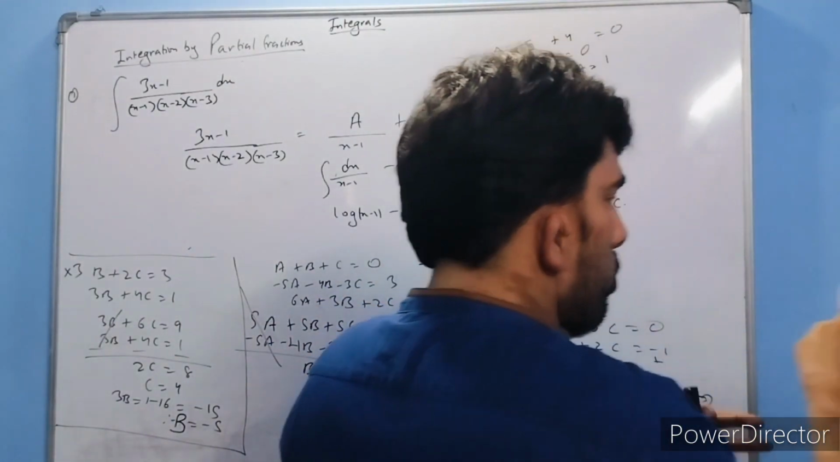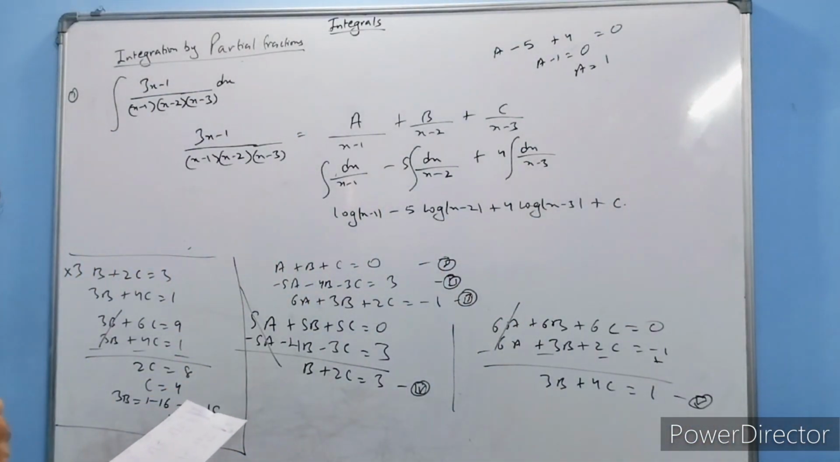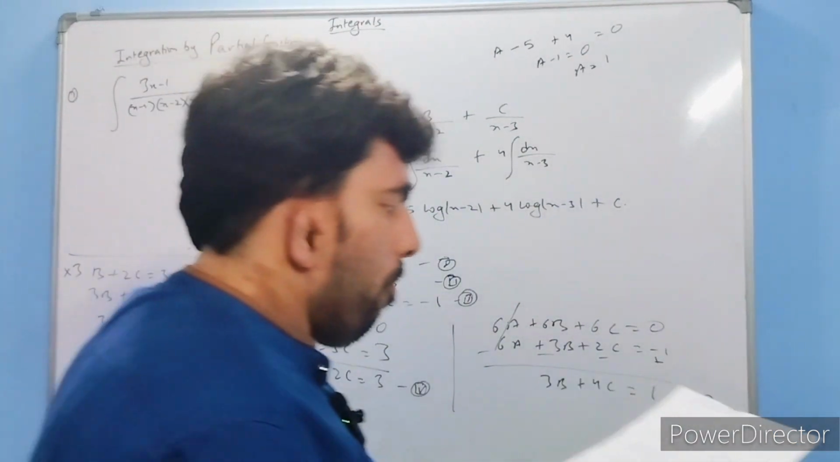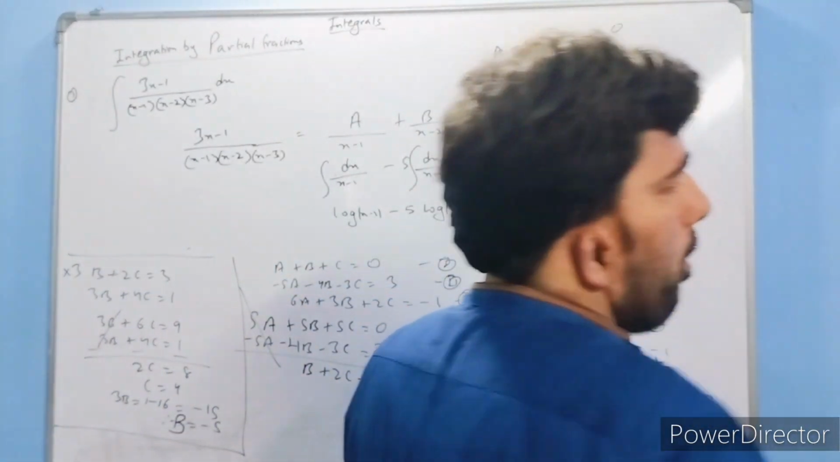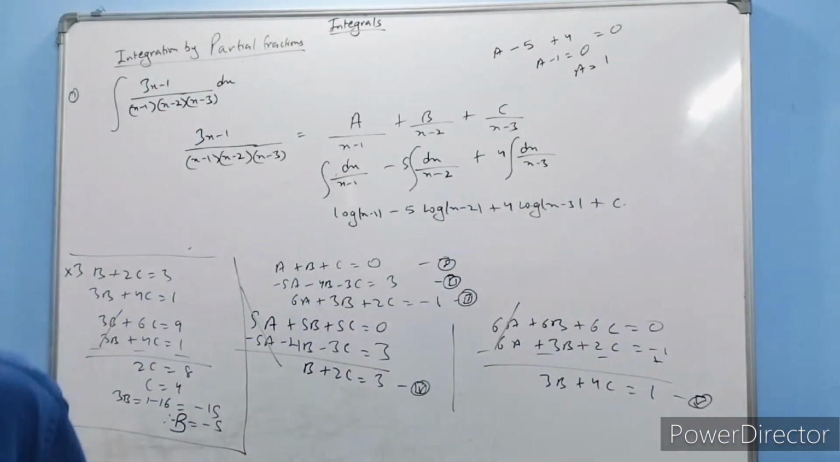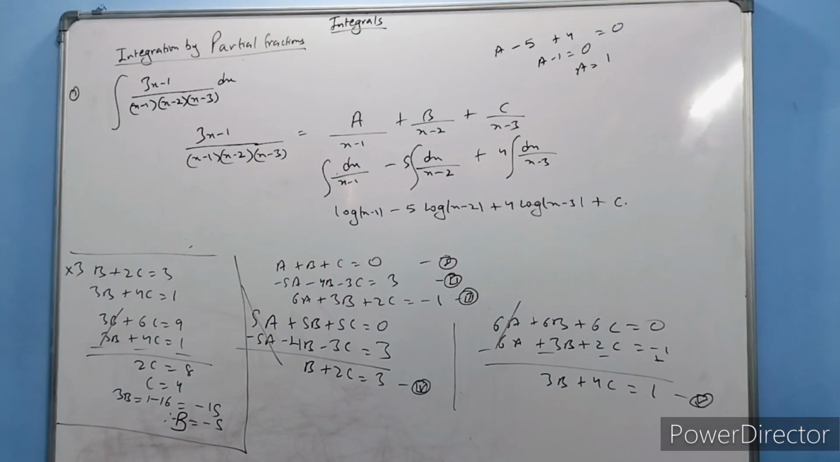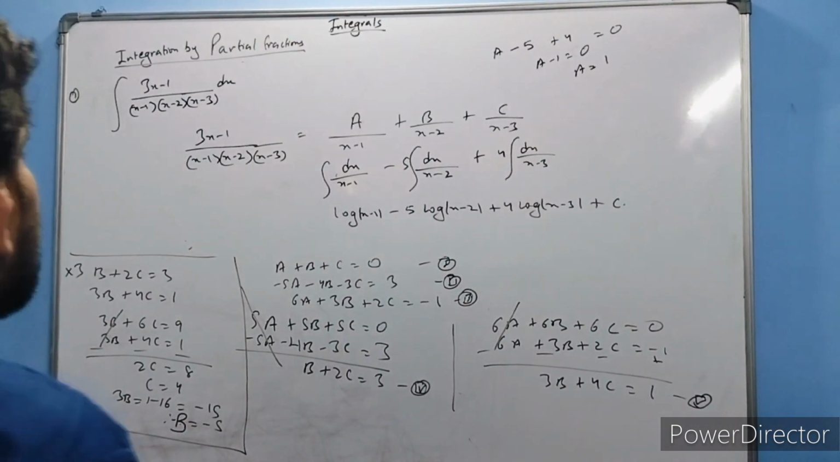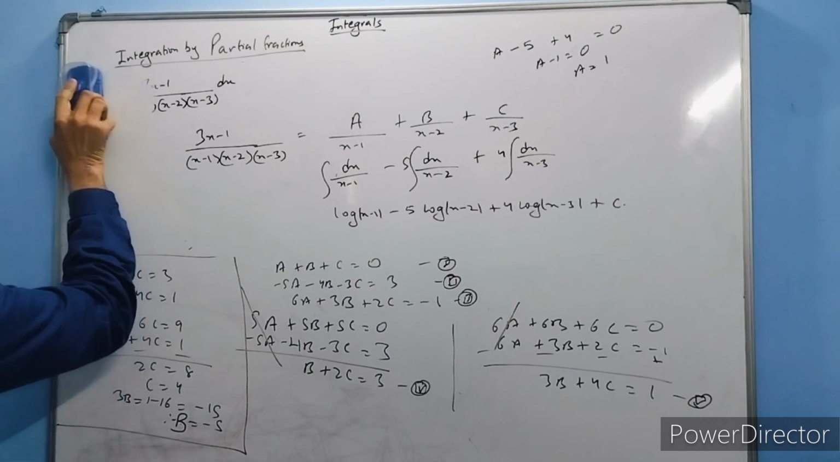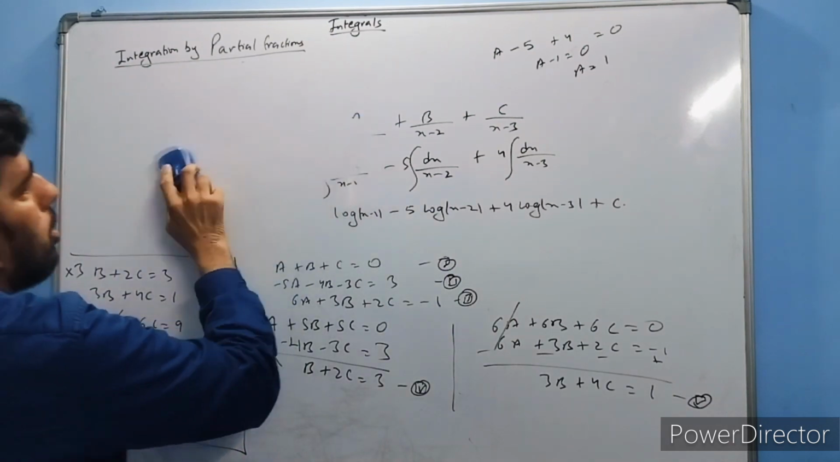I have tried to solve the 3 forms. Now I am left with the 2 forms. So now we'll try to solve more. Now let us try to solve more numericals based on this.